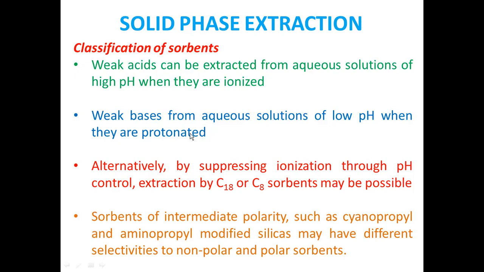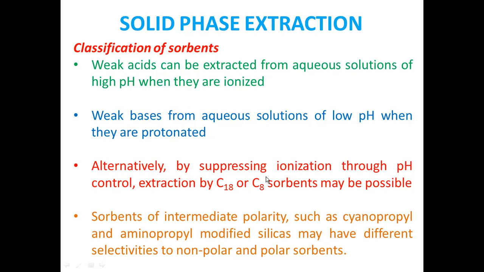If we avoid the ionization, what does it mean? We have maintained the compound in its original form, so its polarity will come into the picture. If the compound may be weakly acidic or weakly basic, and you have not maintained higher or lower pH, the originality of the compound present in the sample remains the same.